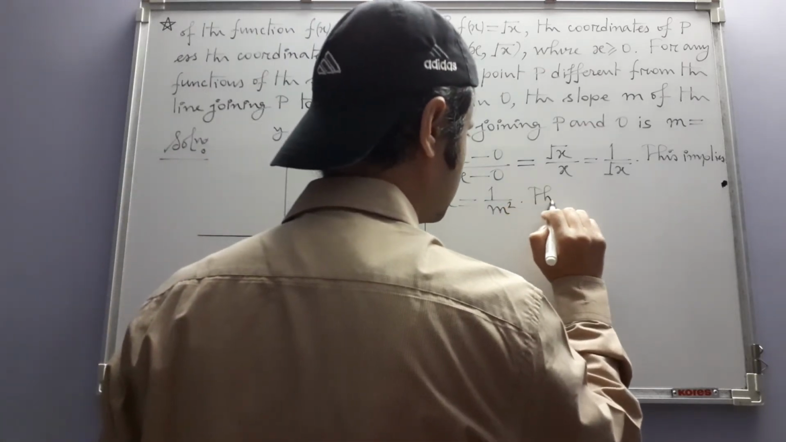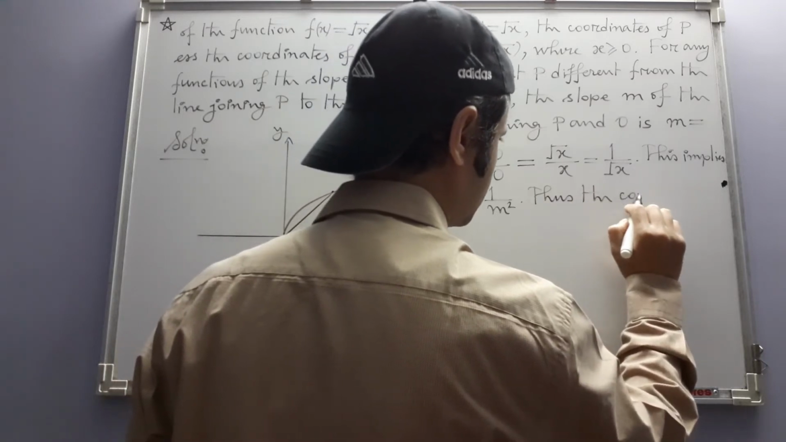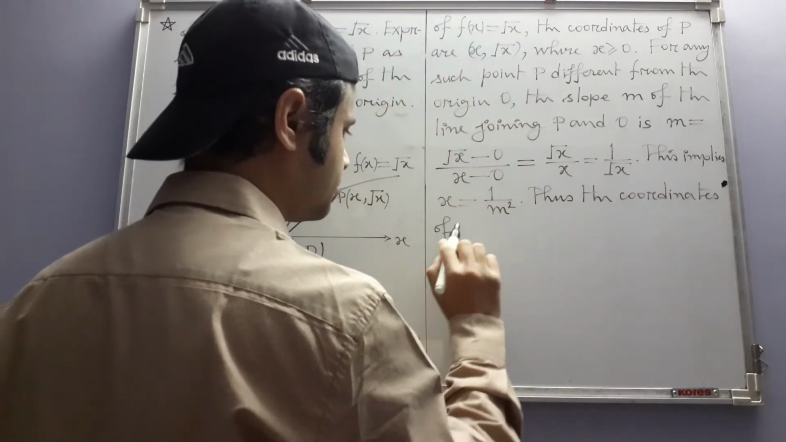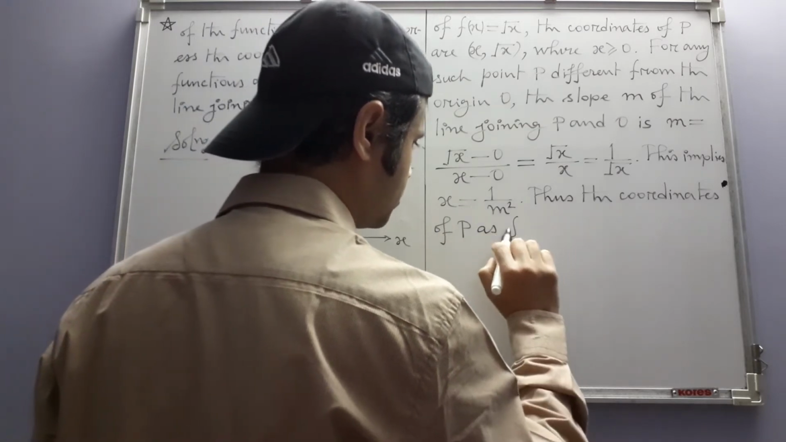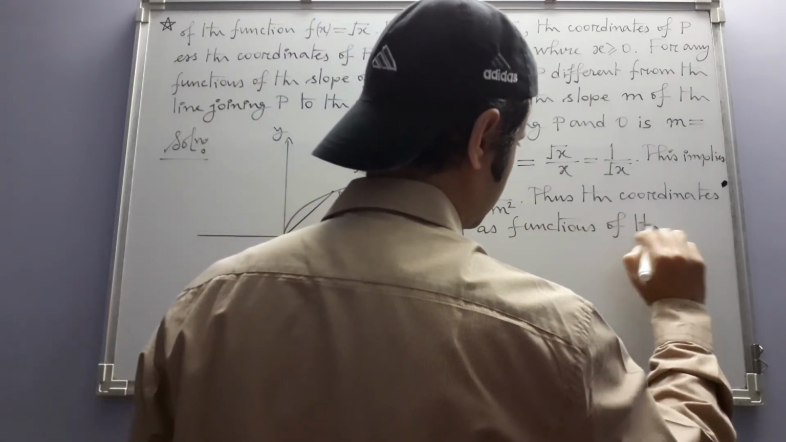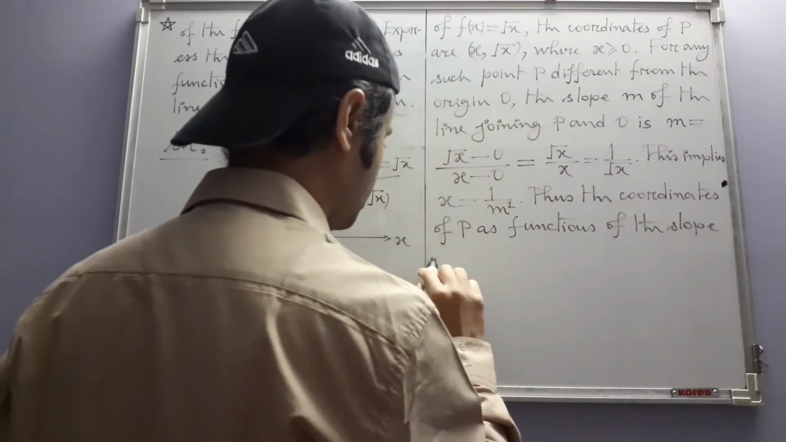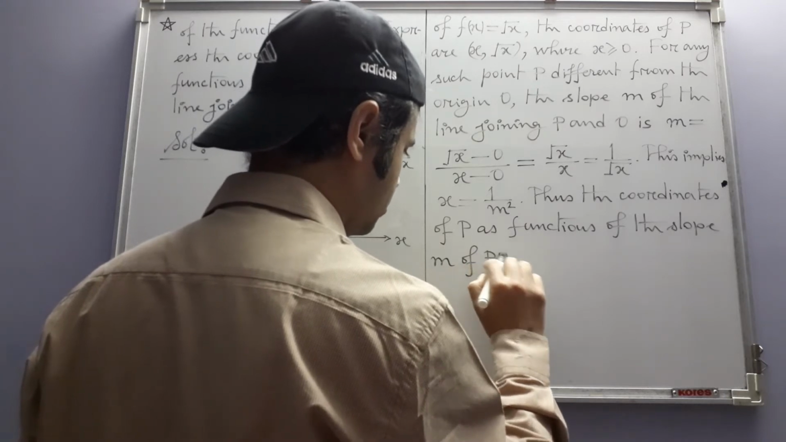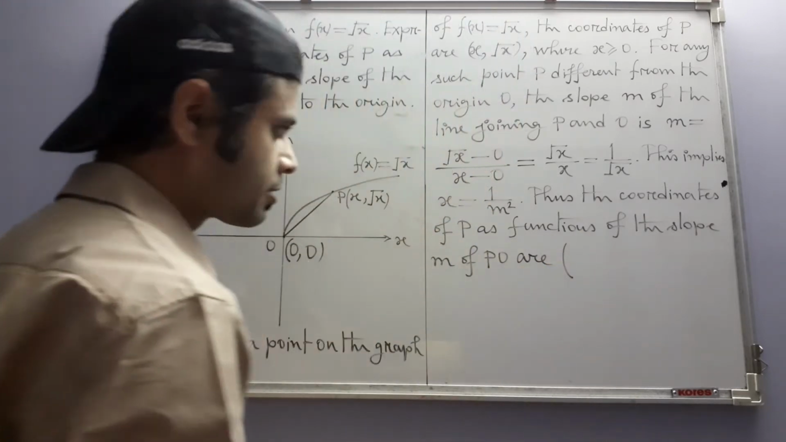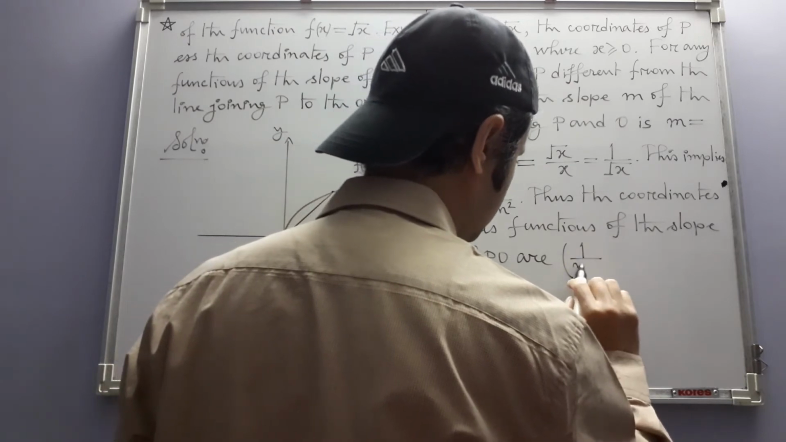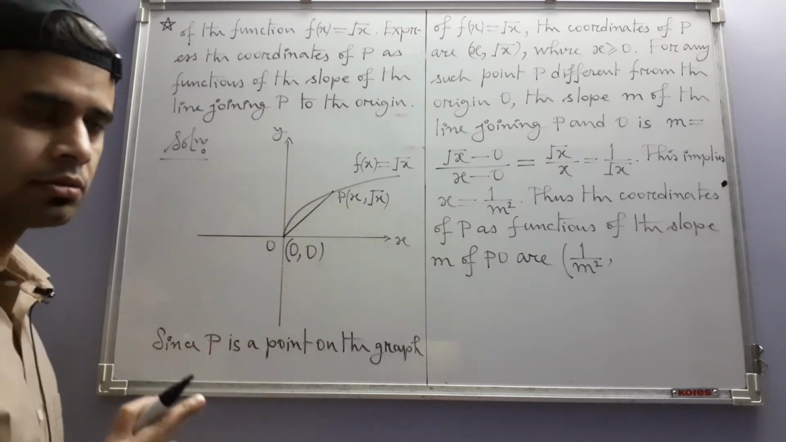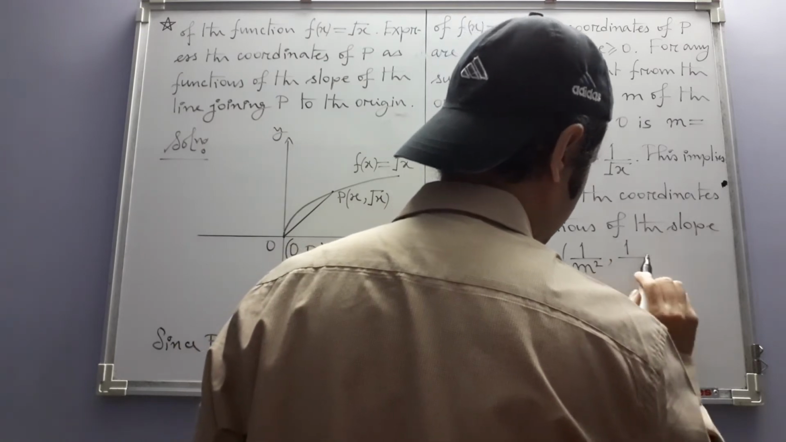Thus the coordinates of P as functions of the slope m of PO, meaning the line PO, are: x is 1 over m square, and the y coordinate, positive square root of x, is 1 over m.